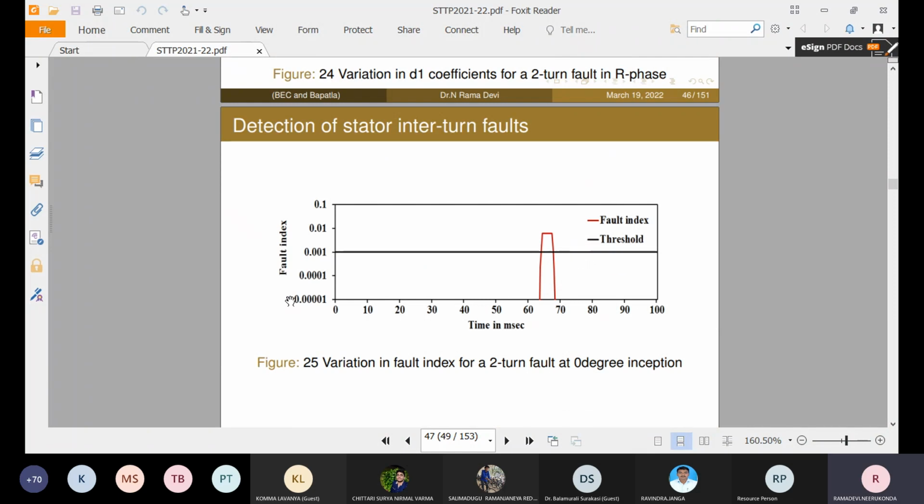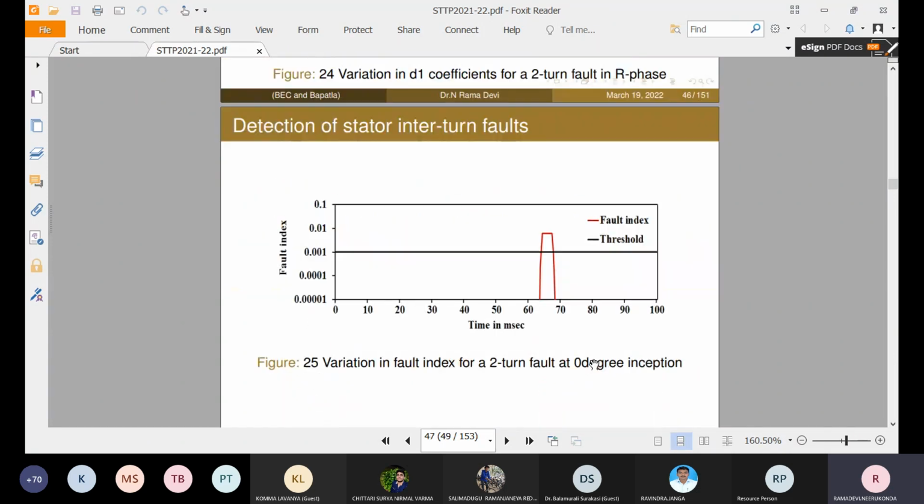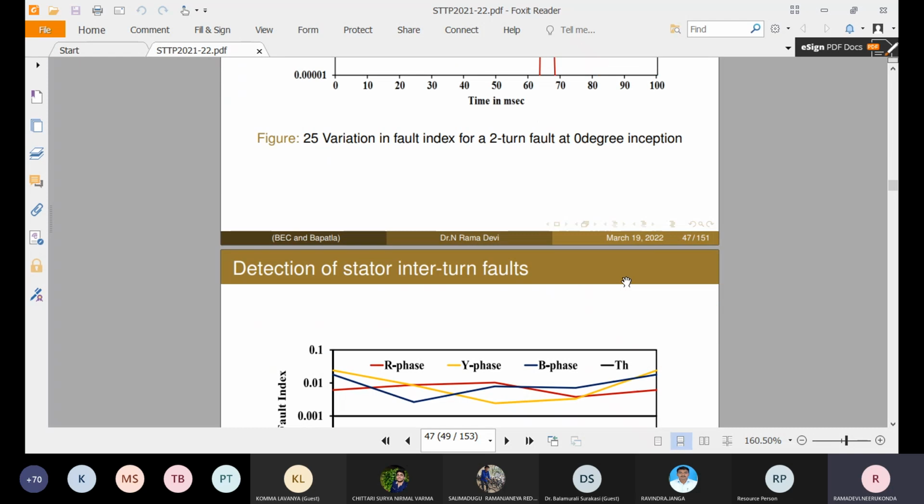The estimated value of the fault index corresponding to this two-turn fault in R phase is this. This fault index value crosses the threshold value. Because of that, the fault is identified.